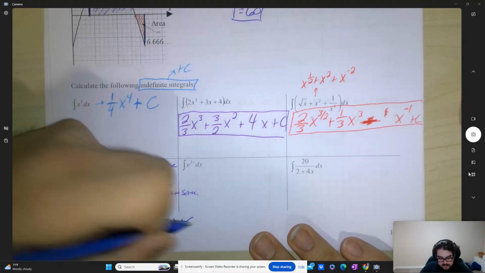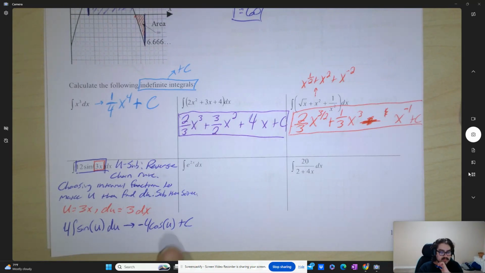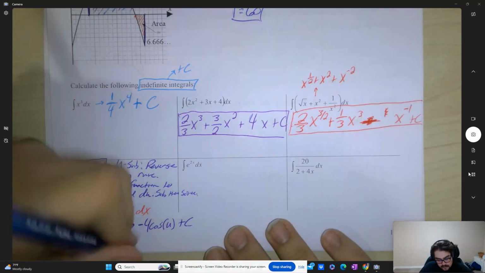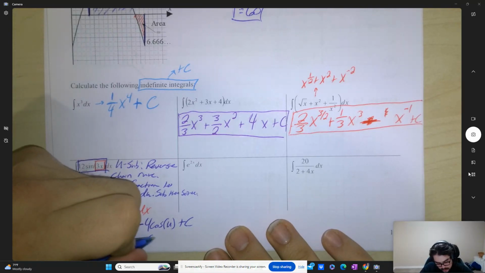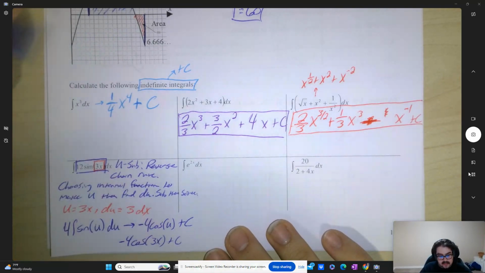So I would end up getting negative 4 cosine u plus c. Now here's the issue. I then need to substitute the u back in. So this gives you negative 4 cosine 3x plus c.